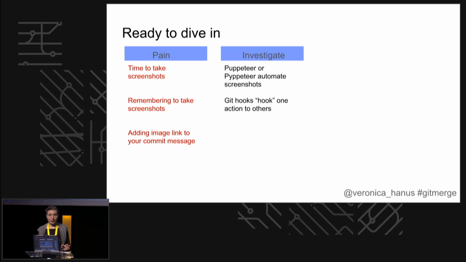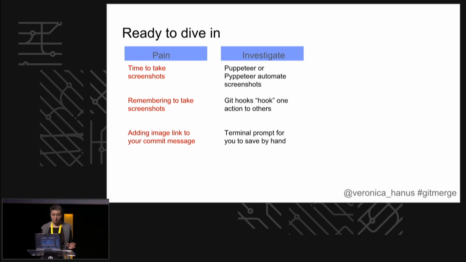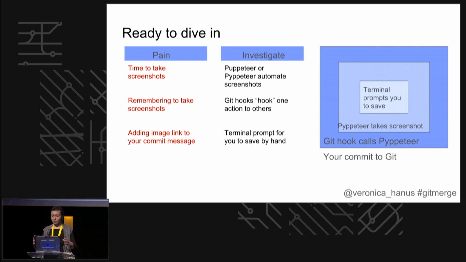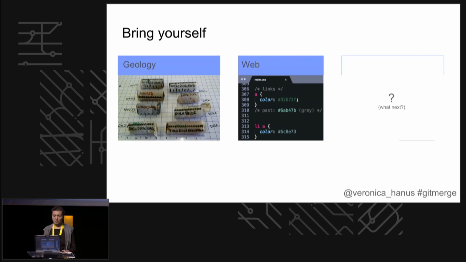I'm still working on this third step, and if anyone has ideas, I'm happy to hear them. But my idea right now is to have a terminal prompt. I enjoy using the terminal to encourage you to save by hand, like, hey, have you done this? But if other folks have other ideas, I will be around after the talk, and I would love to chat. So we can think of each of these kind of like a wrapper that calls other steps.